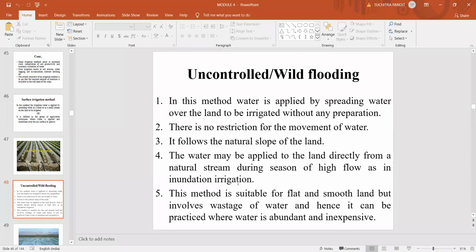as in inundation irrigation. Inundation irrigation is nothing but the water is sufficiently supplied to the land such that the land becomes saturated with water and the excess water is drained out. This method is suitable for flat and smooth land, but involves wastage of water, and hence it can be practiced where water is abundant and inexpensive. So this is a very old method of irrigation. So that is uncontrolled, or it is also called wild flooding.